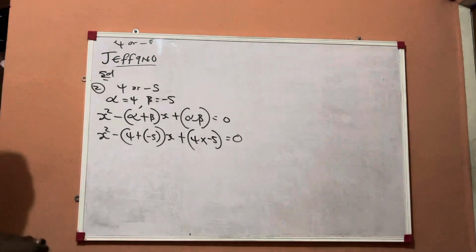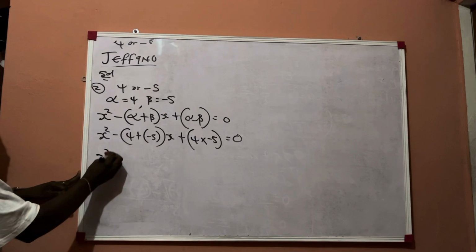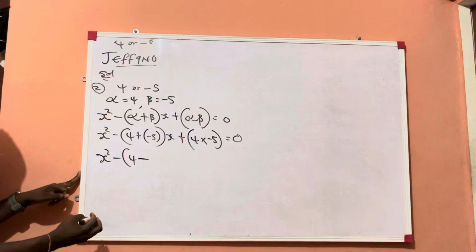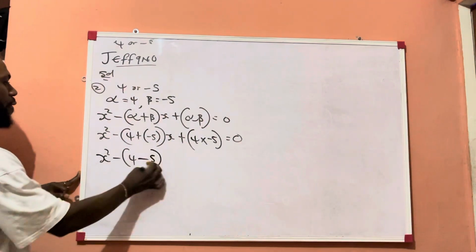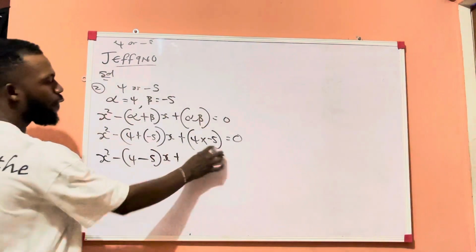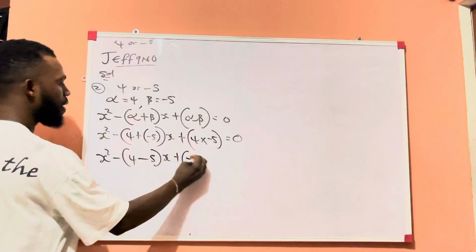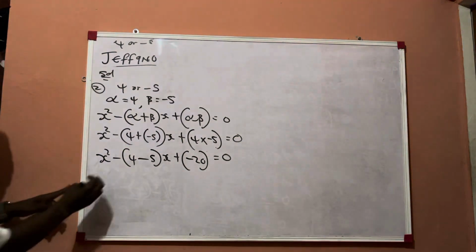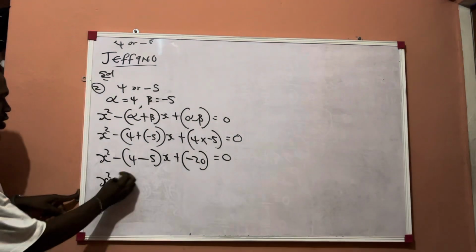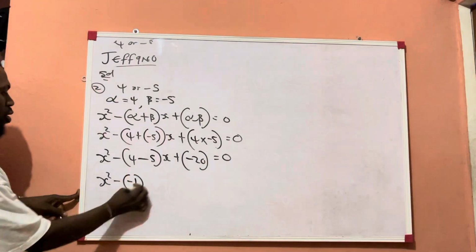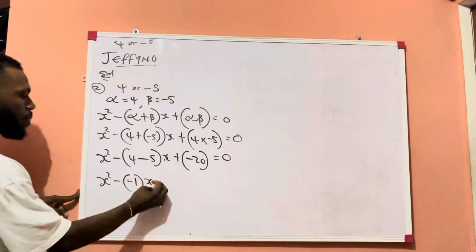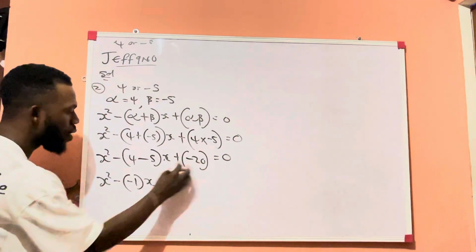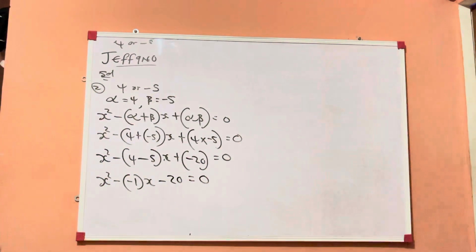Now let us proceed. We have this x squared minus 4. Class, plus times minus will give us minus. What do we have there? 5 bracket x plus 4 times minus 5 will give us minus 20 equal to 0. Now class, without wasting time, x squared minus 4 minus 5 will give us minus 1. Then we have our x here plus. Now, plus times minus will give us minus. Then what do we have here? 20 equal to 0.